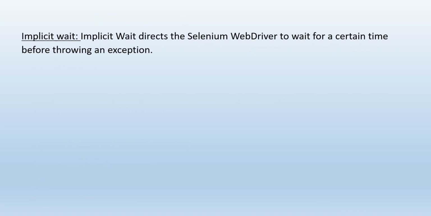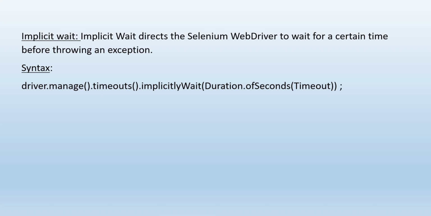What is the implicit wait? The implicit wait directs the Selenium WebDriver to wait for a certain time before throwing an exception. The syntax is driver.manage().timeouts().implicitlyWait(Duration.ofSeconds(timeout)). Here we are giving the time in the timeout, how many seconds the script needs to wait. This is a global wait. Why is it a global wait? Once we declare this implicit wait in a script, it will be applicable to the remaining steps or remaining lines of code in the script.